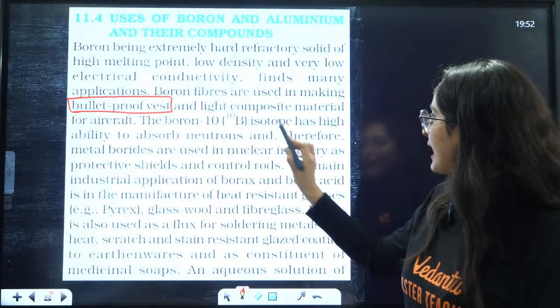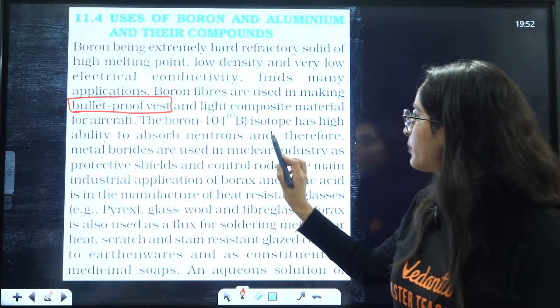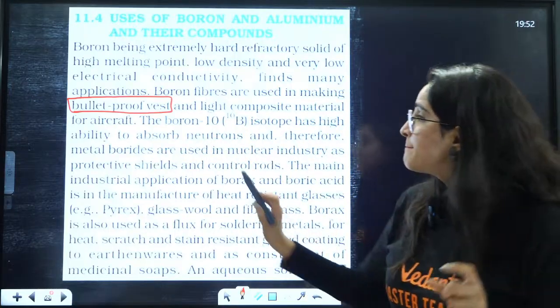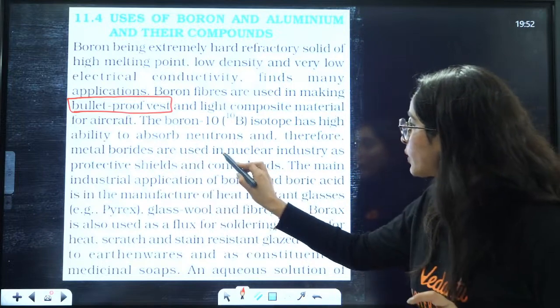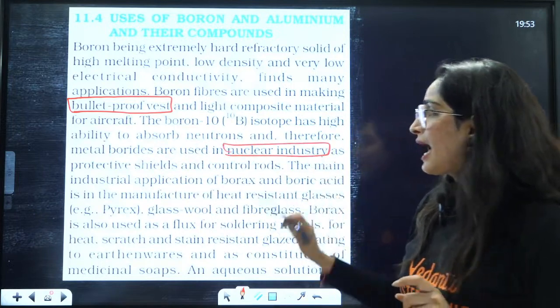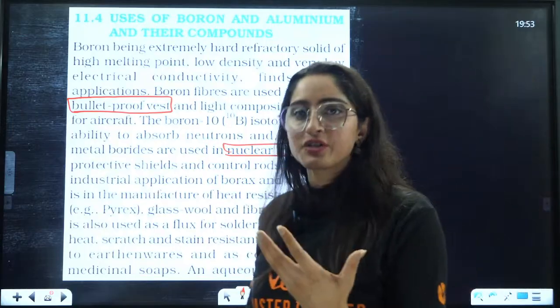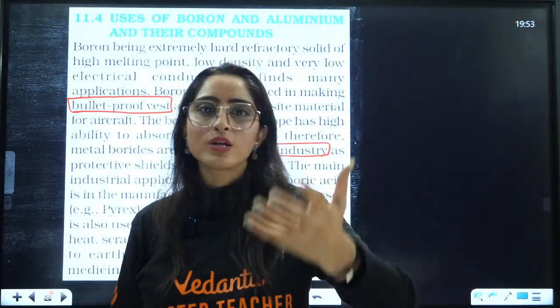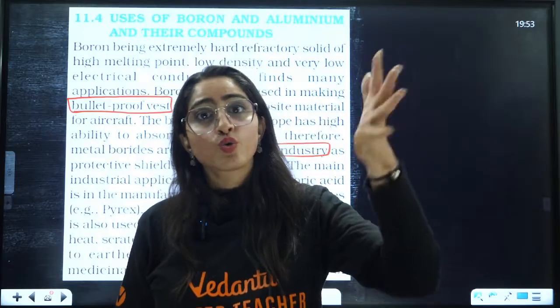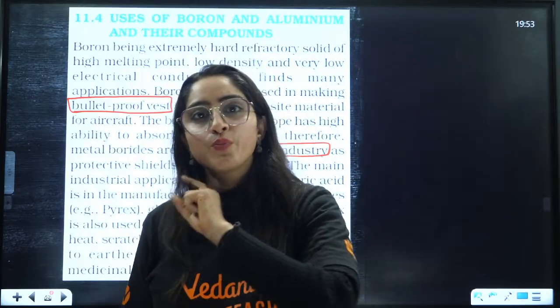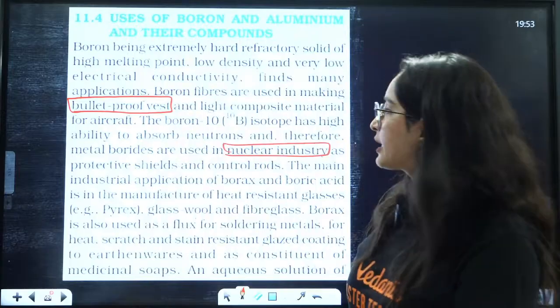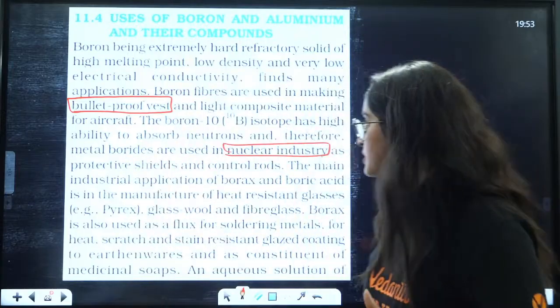The boron-10 isotope has a high ability to absorb neutrons, and therefore metal borides are used in the nuclear industry as protective shields and control rods. So basically, in nuclear reactions neutrons will be produced, and to absorb those neutrons, boron compounds, basically borides, are used, right?